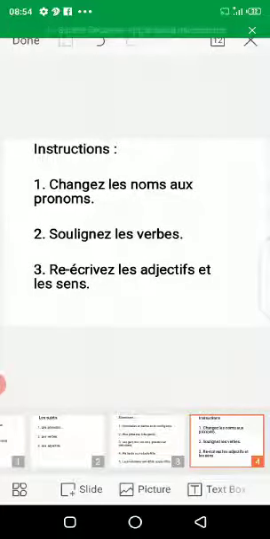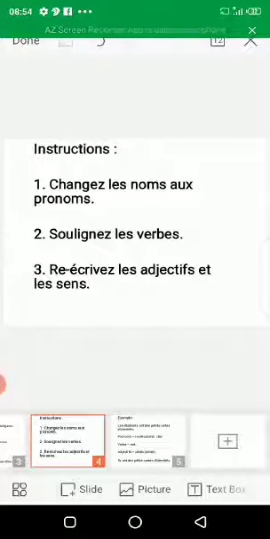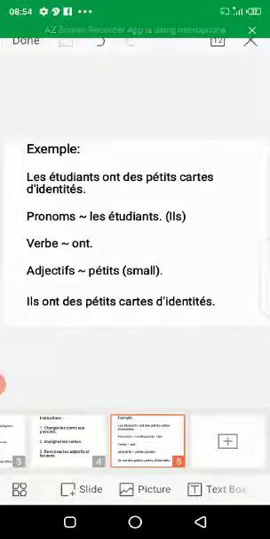Numéro 3. Réécrivez les adjectifs et les sens. Rewrite the adjectives and their meanings. Example of what I'm talking about is on the next page. Let's move it. Example. Les étudiants ont des petites cartes d'identité.